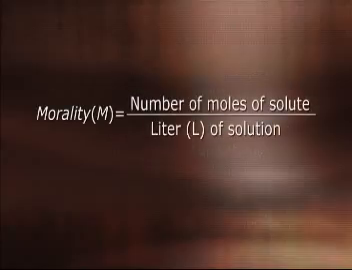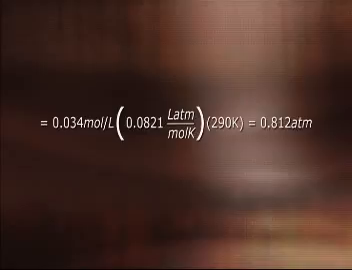First, we can use the information we have to calculate the molarity of the solution. The molarity of our solution is 0.034 moles per liter. We can then use the molarity in the equation we learned earlier in this lesson. Therefore, the moles per liter multiplied by the ideal gas constant multiplied by the temperature on the Kelvin scale gives us the answer 0.812 standard atmosphere.